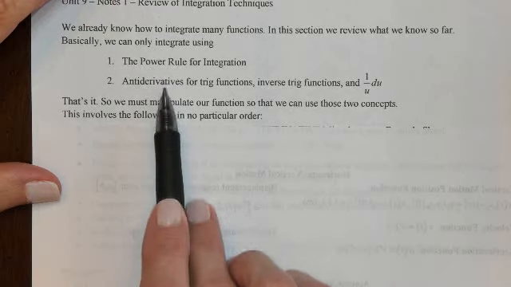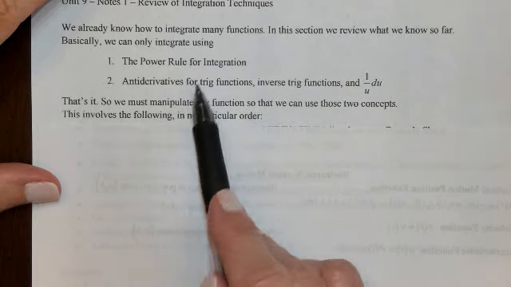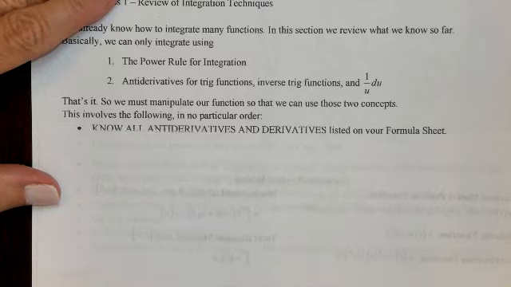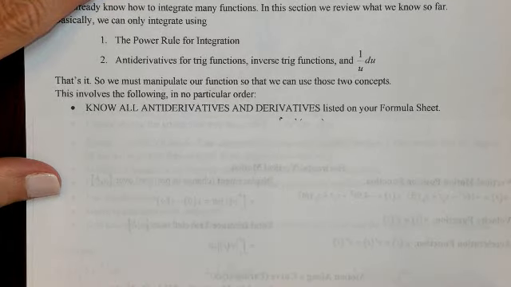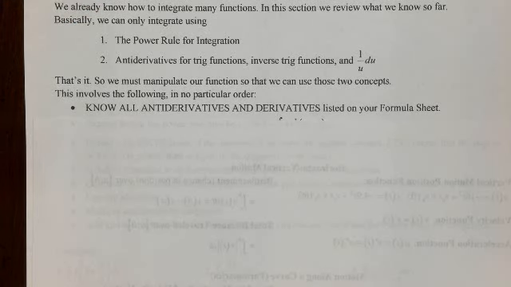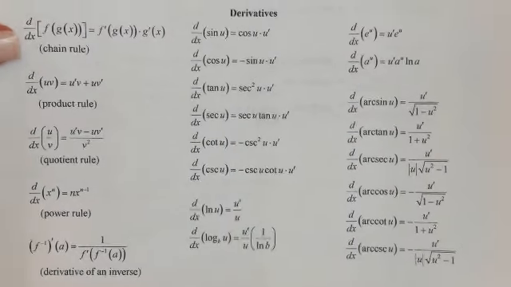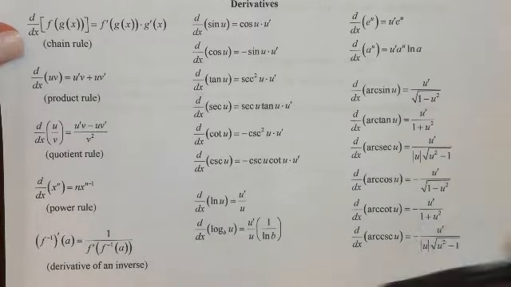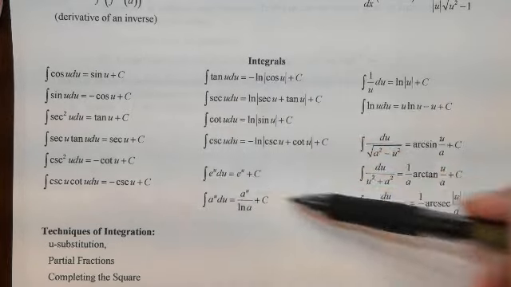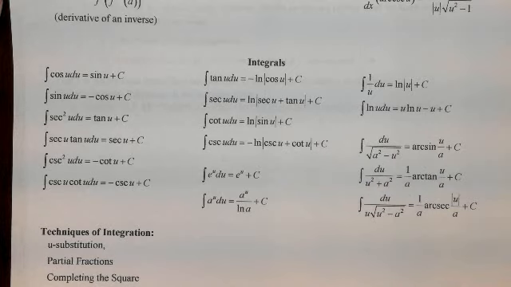So that's all we have. So we have to manipulate our function and our integral so that we can use one of those two things. It's all we have, okay? So tips though, tips. Know all of your antiderivatives and derivatives. Know all of them. I gave you guys a formula sheet on day 1, and whether or not you've been following along on it, it has a list on the second page of all of our derivatives and all of our integrals. Okay? And you really need to know these. All right? You really do need to know these.